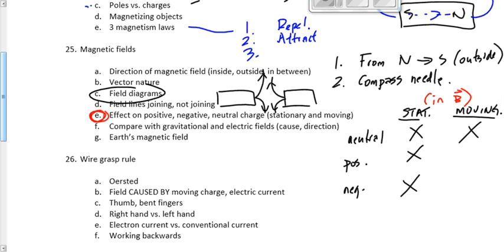So stationary charges, neutral, positive, negative, whatever, it doesn't matter how strong it is, doesn't matter what type of charge it is. If it isn't moving, there's no effect in a magnetic field. In order to be affected by a magnetic field, there has to be a charge, and it's got to be moving. We're going to find the effect on a positive charge by the hand rule for deflection.